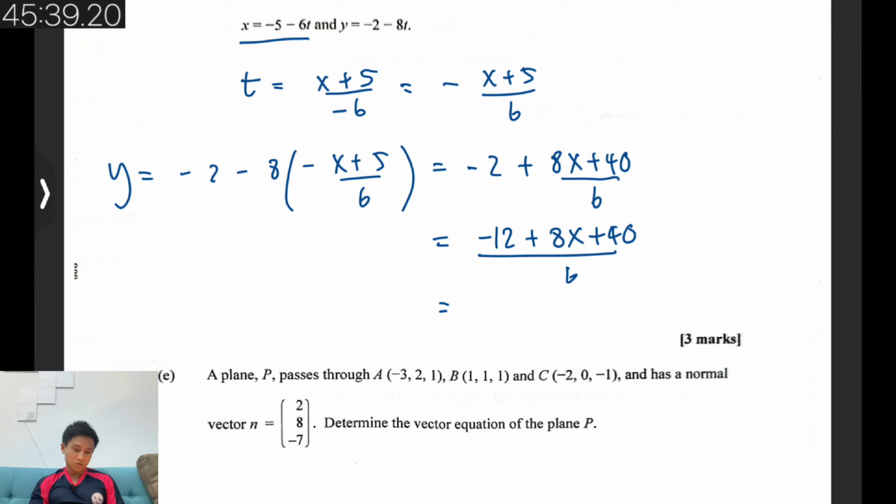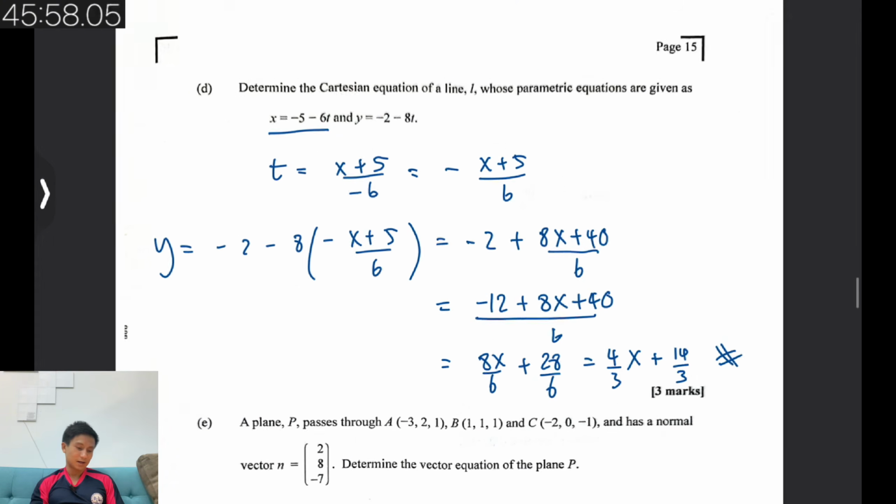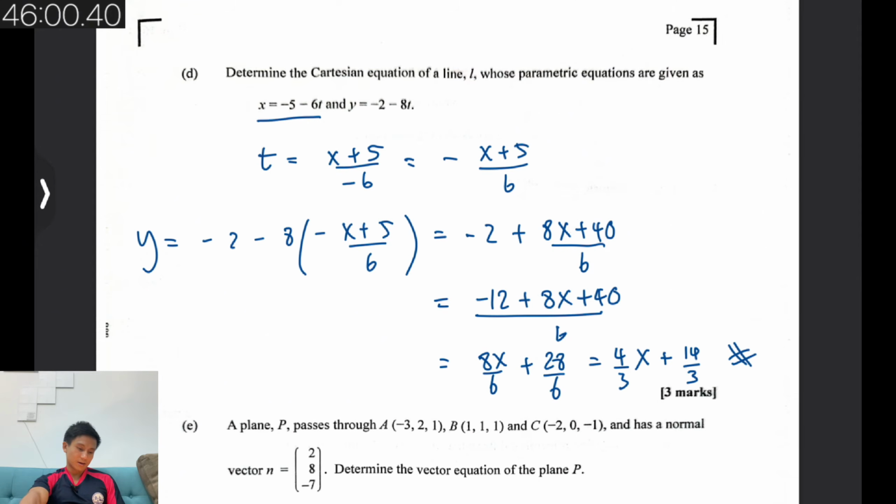Yeah? So we're going to get 8x over 6 plus 28 over 6. 8x over 6, we'll simplify that to 4 over 3 x. And then that simplifies to 14 over 3. Yeah, so that's it. That's the Cartesian equation, I think. Let me double check, yeah? So x plus 5 over minus 6. Yeah, I think I'm happy with all that.